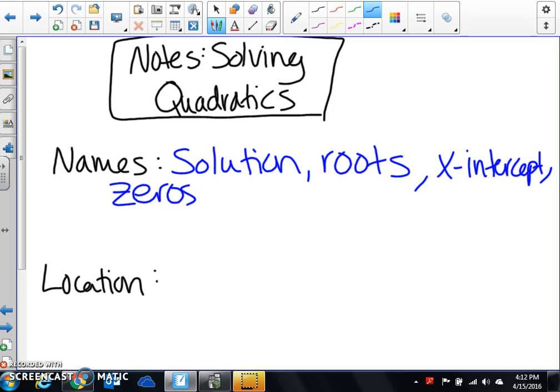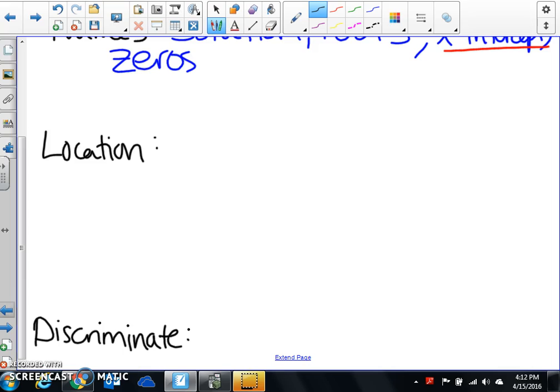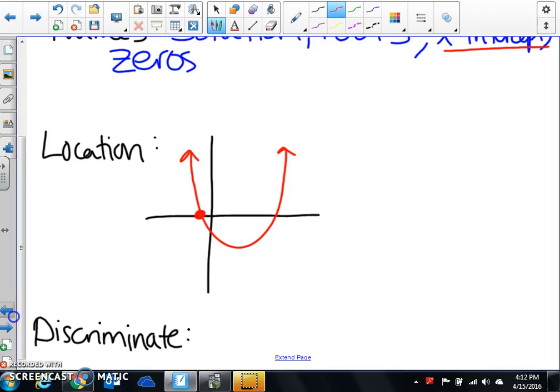And all they're asking you for is, hey, what are the x-intercepts of that quadratic? So they could say zeros, solutions, roots. All of them mean x-intercept. The location is important, okay? It could be like this, and we're going to have two solutions, that one and that one, so where it crosses the x-axis. If it's up here, it never crosses the x-axis, and therefore it will have no solution. And then there's a third scenario where it just touches the x-intercept, and there's only one solution. So we can have one solution, two solutions, or no solutions.